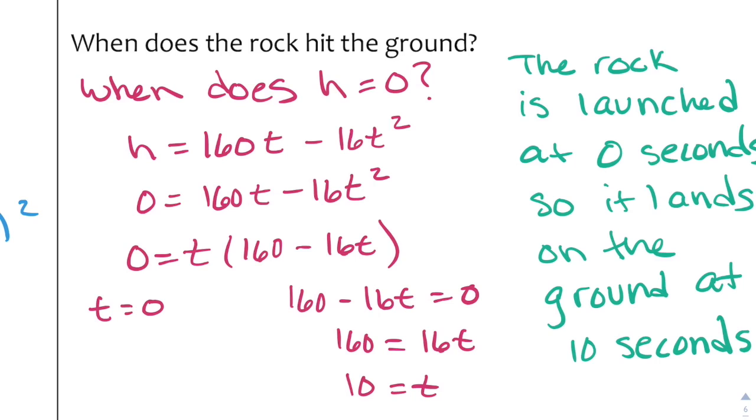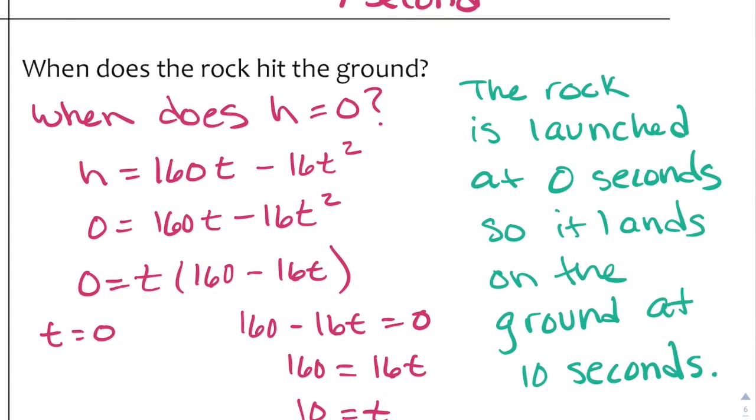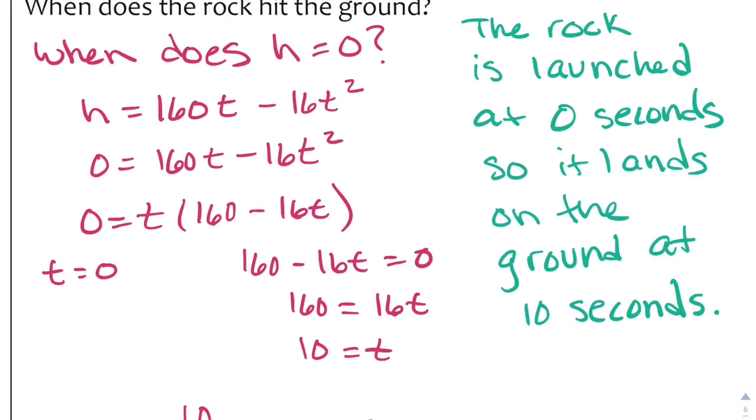We have 2 times when the rock is at a height of 0. But when does it hit the ground? Well, the rock launched at 0 seconds. So when it lands on the ground, it's 10 seconds. So I simply said 10. If you put the answer 0 and 10, I won't mark you wrong, but just understand that 0 is not the time it's hitting the ground. That's the time it left the ground.